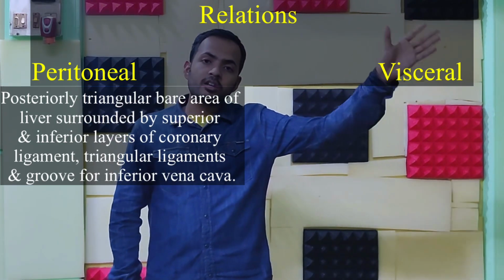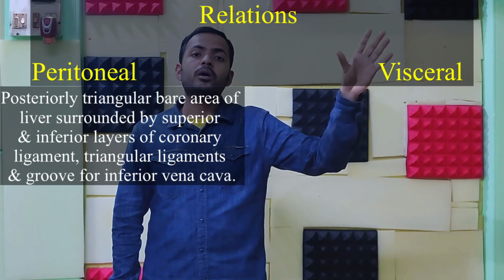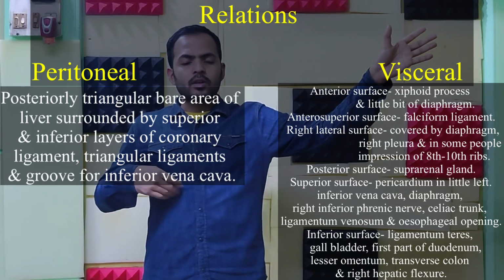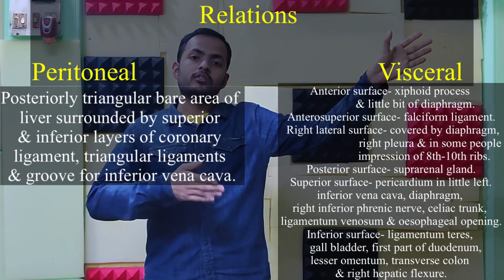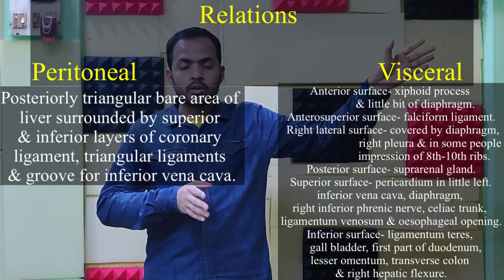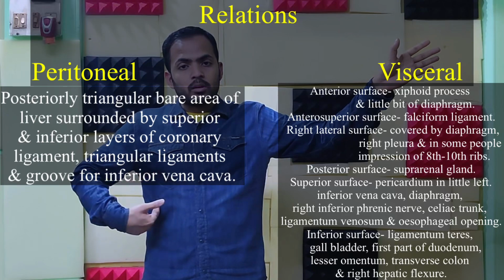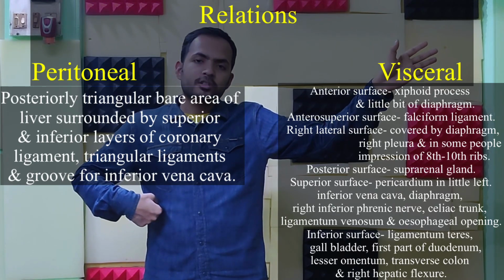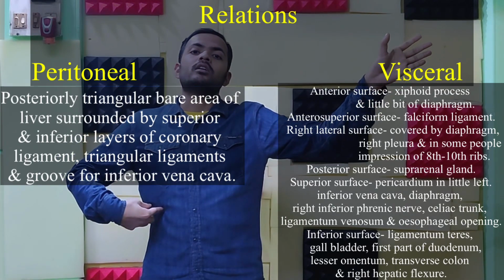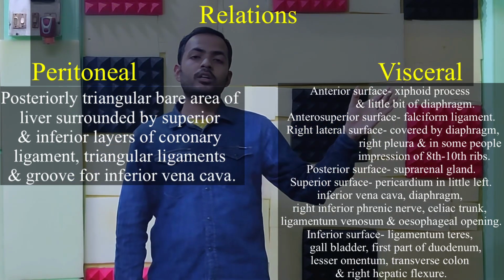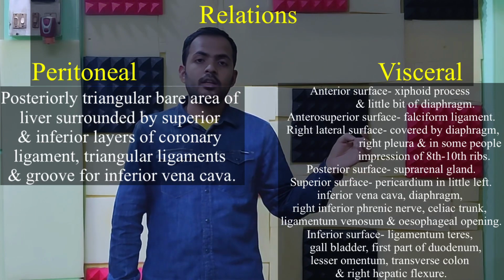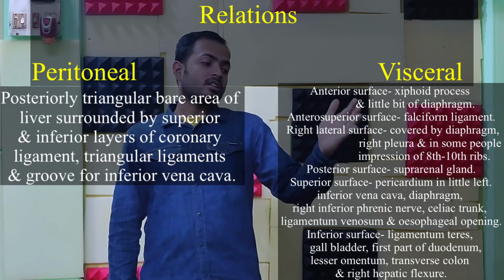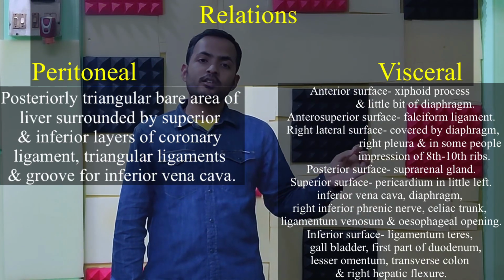Okay, and in visceral relation of the liver, mainly our anterior surface is related with our xiphoid process. Okay, then a little part of the diaphragm in the superior surface, and the anterior surface is also related with our falciform ligament. Okay, now the right lateral surface of the liver is covered by the diaphragm and sometimes, in some people, you are getting impressions of the 8th, 9th, 10th ribs. Okay, in the posterior surface you are getting impressions of the suprarenal gland, then inferior vena cava, then diaphragm, then right inferior phrenic artery, then celiac trunk, ligamentum venosum, and esophageal opening.